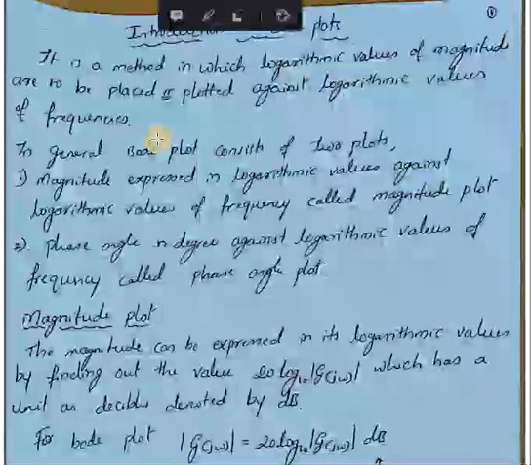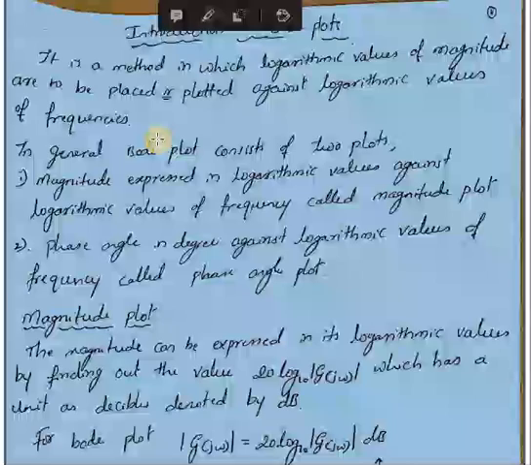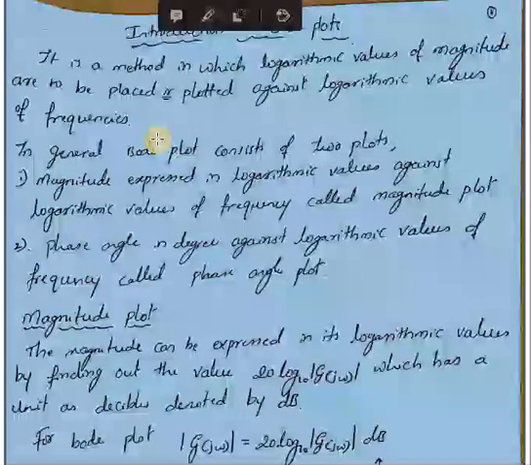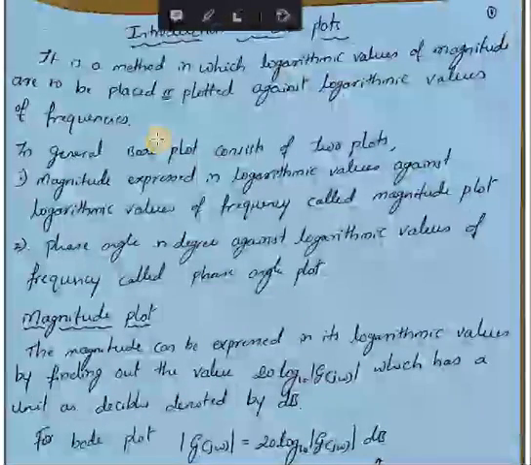So for that reason, the scientist H.W. Bode has suggested a method in which logarithmic values of magnitude are to be plotted against the logarithmic value of the frequencies. Okay. So such plots we can call logarithmic plots, which allow us to show the wide range of variations in the magnitude on a single paper. So it is a method in which the logarithmic values of magnitude are plotted against the logarithmic values of the frequencies.